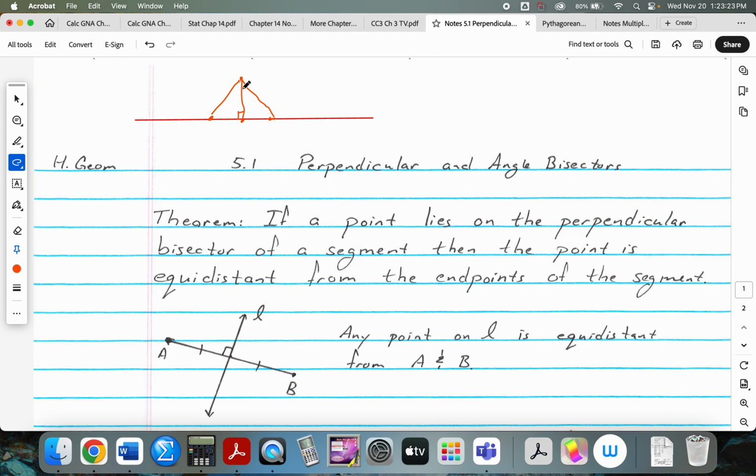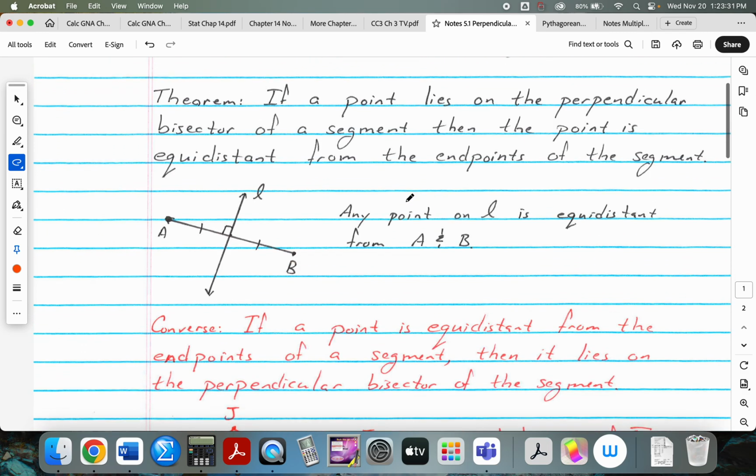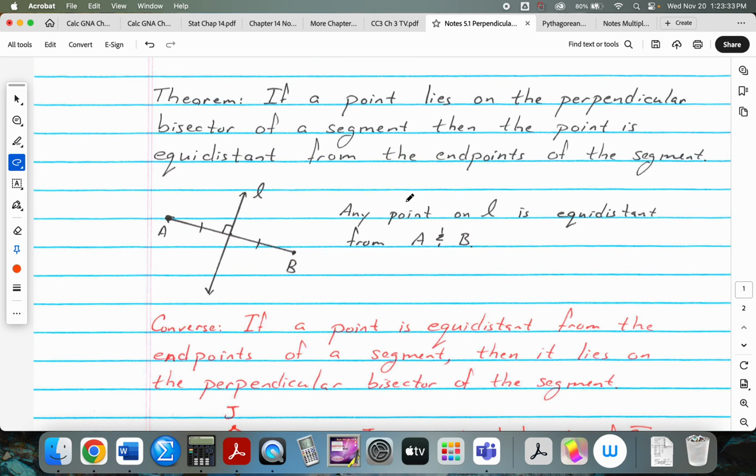That's the idea of this first theorem. We're only doing two theorems today. It says that if a point lies on the perpendicular bisector of a segment, then that point is equidistant from the endpoints of the segment. So the segment bisector is a line or a segment or a ray that goes through the midpoint of a segment and is also perpendicular to the segment.